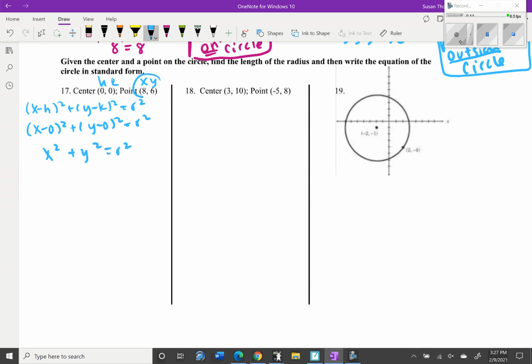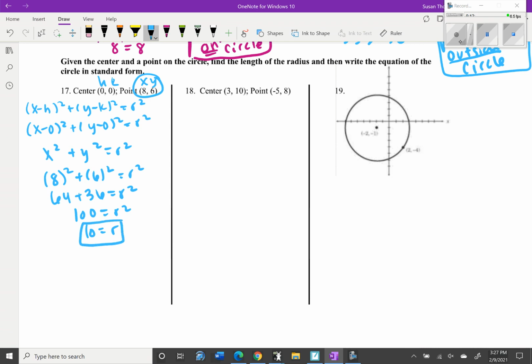And we're going to also plug in the point. So x is 8 squared plus y, which is 6 squared, equals r squared. So when we solve, we get 64 plus 36 equals r squared. So that gives us, of course, 100. Taking the square root, so plus or minus the square root of 100 is 10, but again, we don't need the negative. We only want the positive square root. So that means that r is equal to 10.